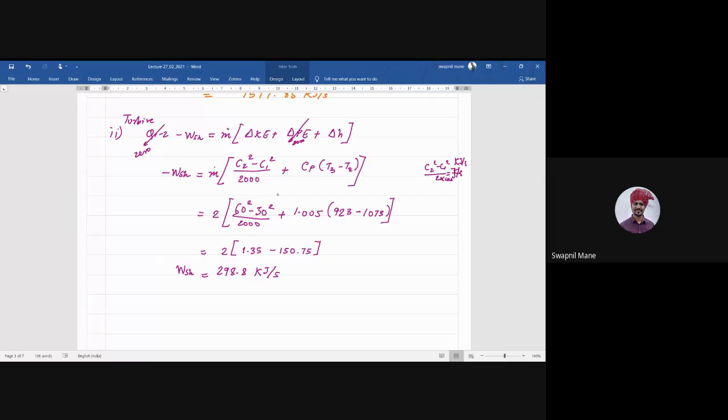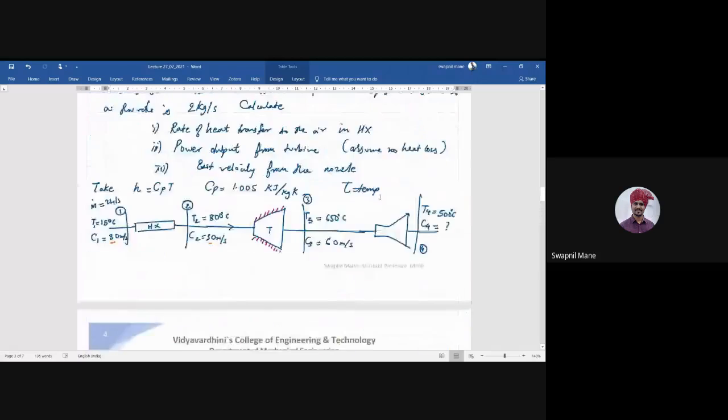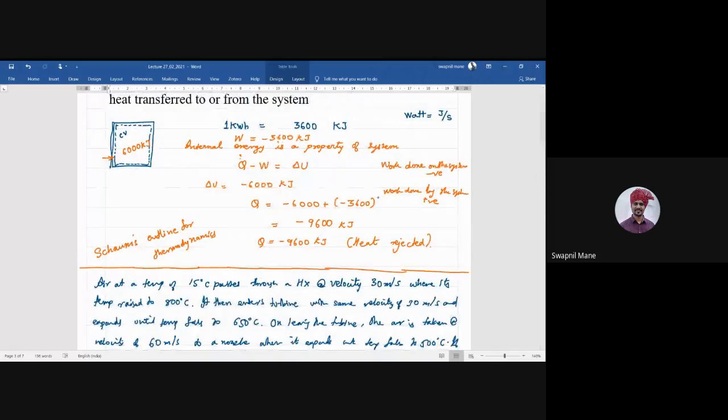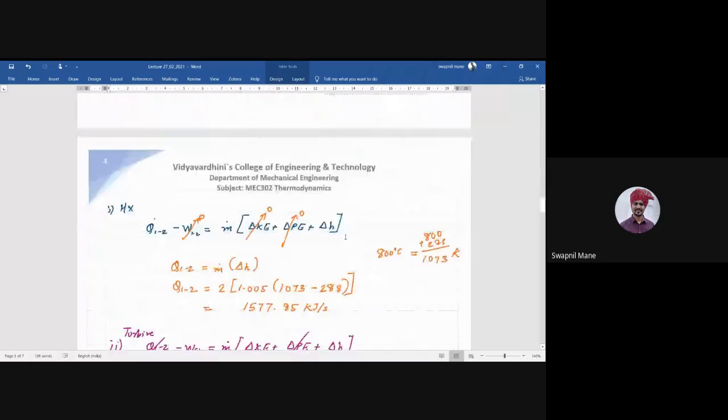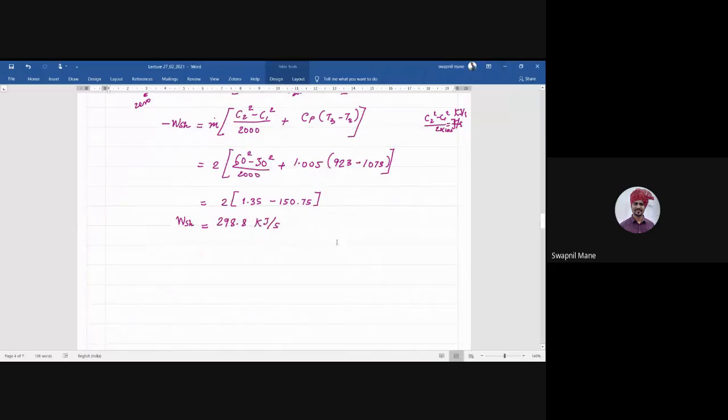So you can see the turbine is a work producing device. That is why W shaft work should come positive. As per our sign convention, we have mentioned the sign convention here, no? See here, this is the sign convention. Work done on the system is negative, work done by the system should come positive. Yes or no? This sign convention we are following throughout the thermodynamics. Is it okay?